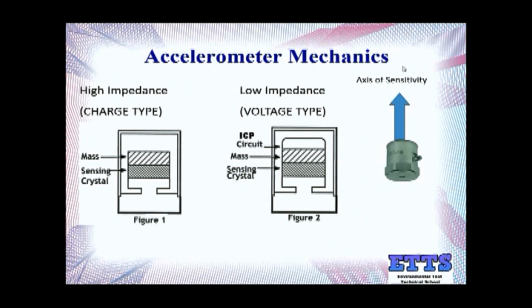And now you can see the axis of sensitivity would of course be this direction, because your materials will generate a charge in this direction. This is the axis of sensitivity for this accelerometer. Typically, it will be the lengthwise of the accelerometer. That will be the axis of sensitivity for your accelerometer, typically.